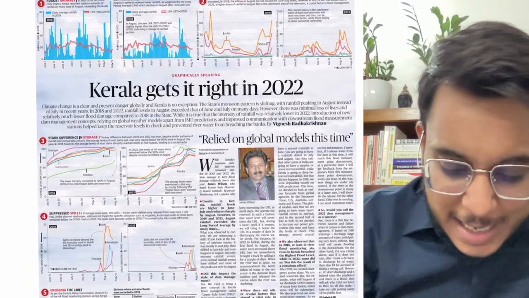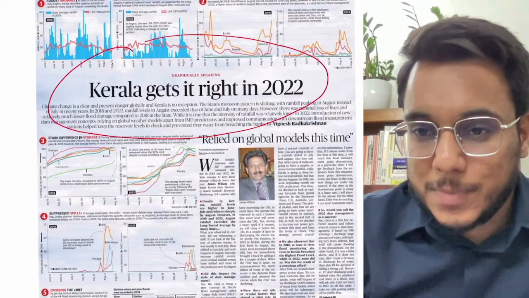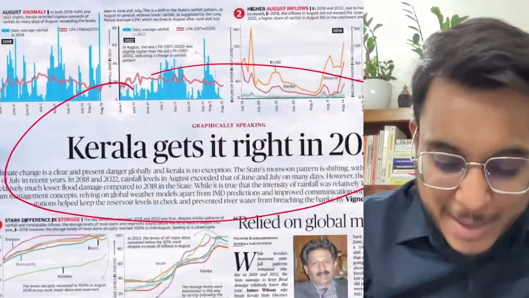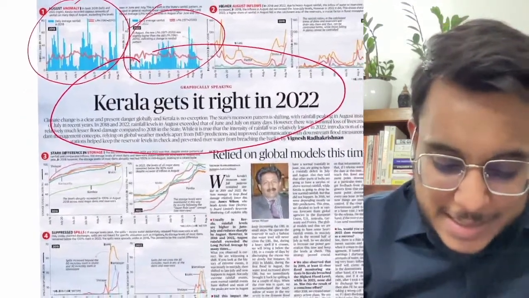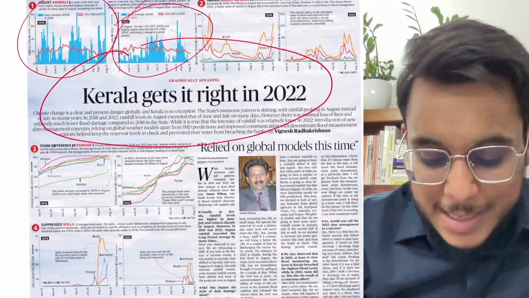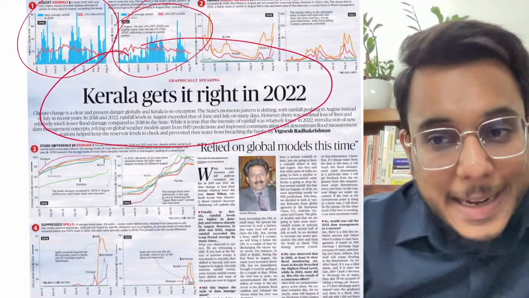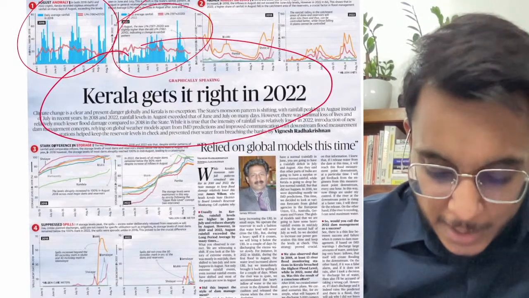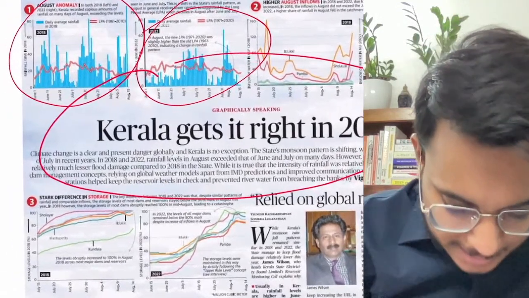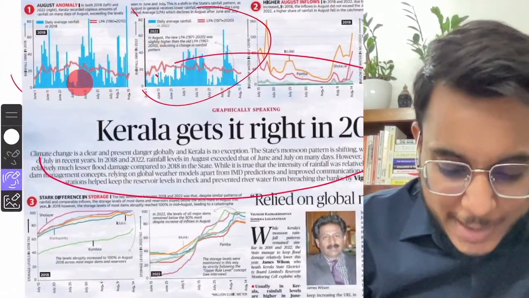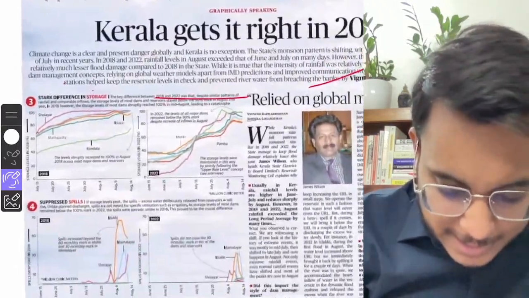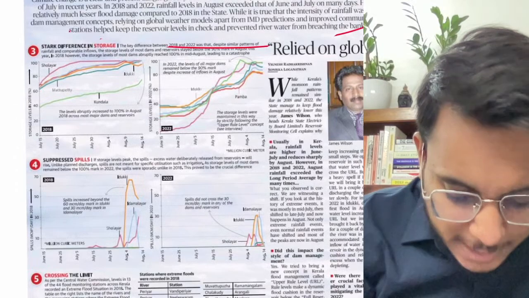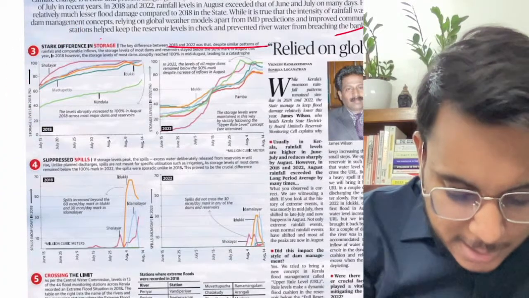Now, Kerala gets its rain in 2022. Now guys, this article mentions a lot of graphs etc. Understand what this article is talking about. This article is talking about the rainfall patterns in Kerala. Is it clear or not? So this article is talking about the rainfall patterns in Kerala, how the rain this particular year has been different. Then this article is talking about the level in the different storages.